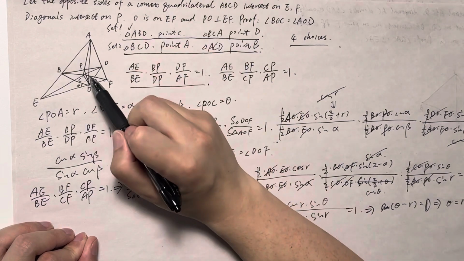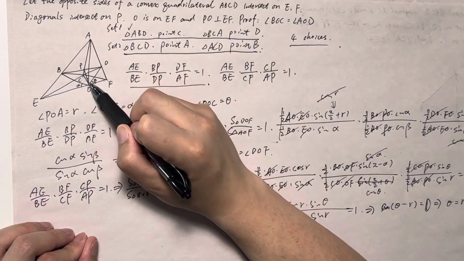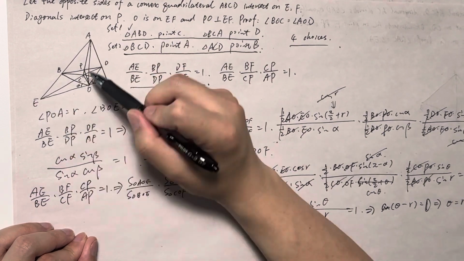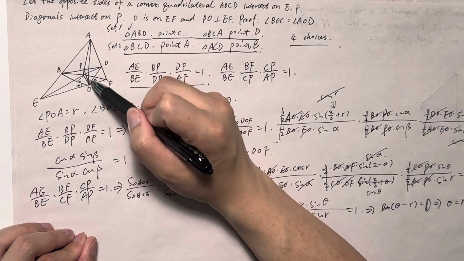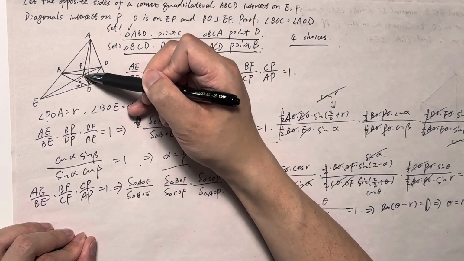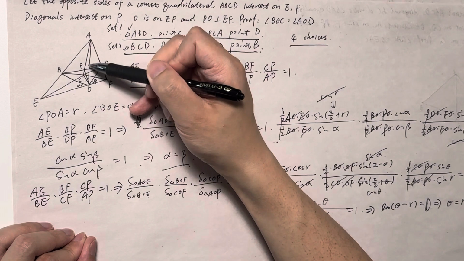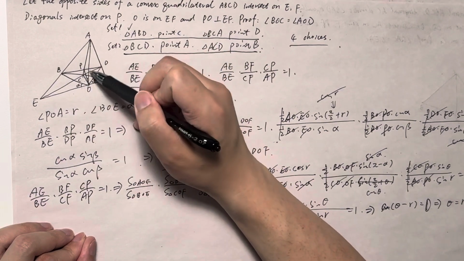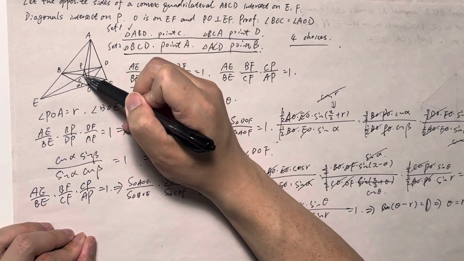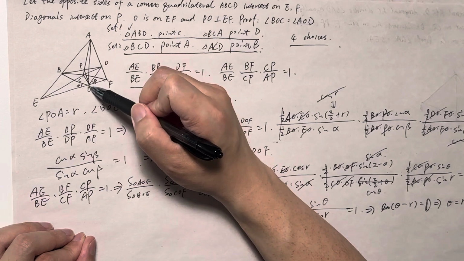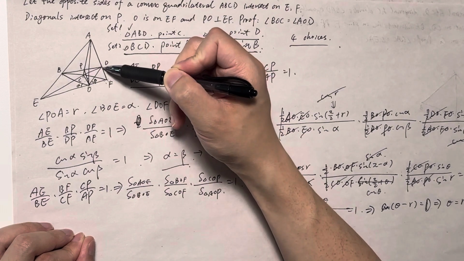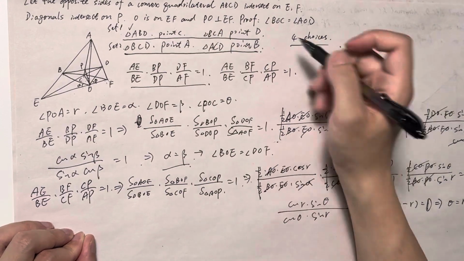Because COP equals POA, that means COE equals AOF, because PO is perpendicular to EF, so the angle POE is 90 degrees. We subtract COP from the left side, and from the right side we use 90 degrees minus POA. We get the angle COE equals the angle AOF. And because alpha equals beta, the angle BOC equals the angle DOA. And we prove this.